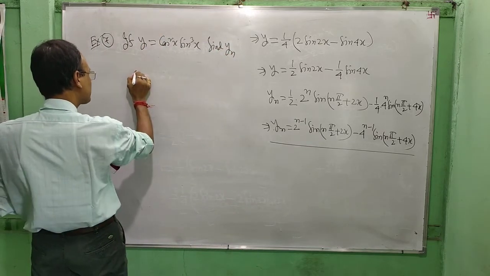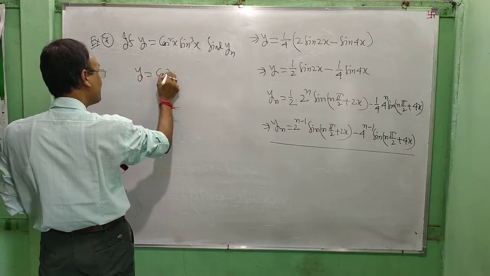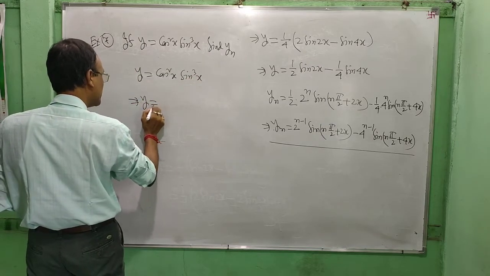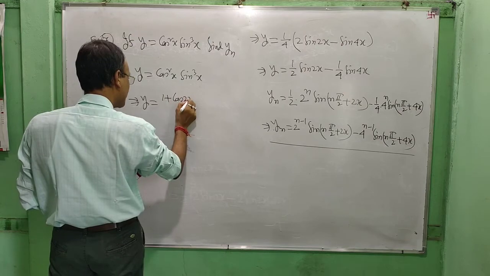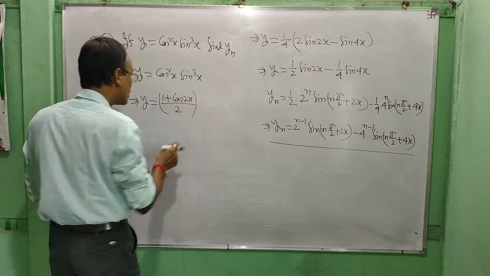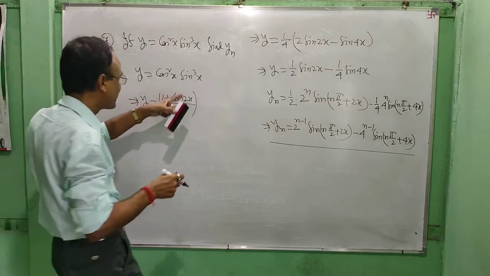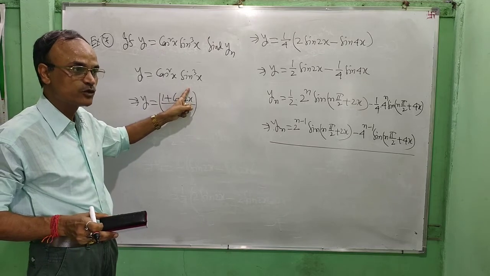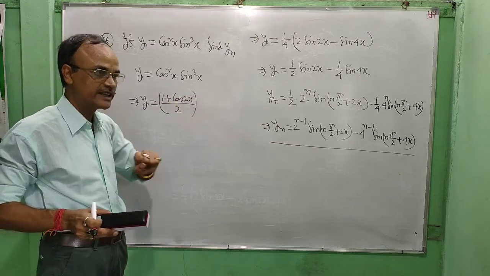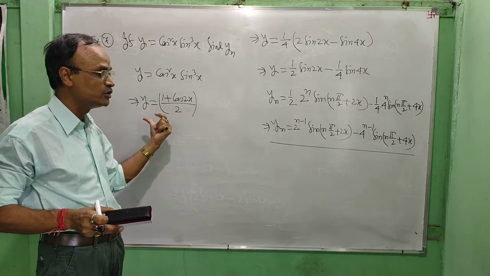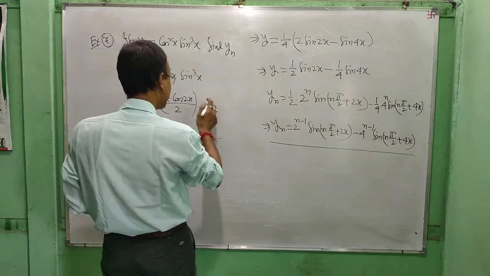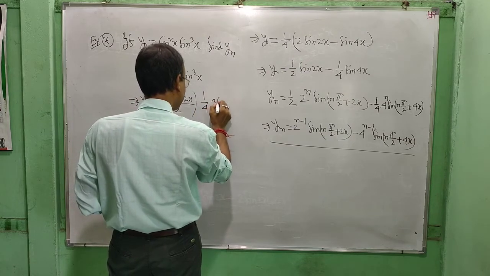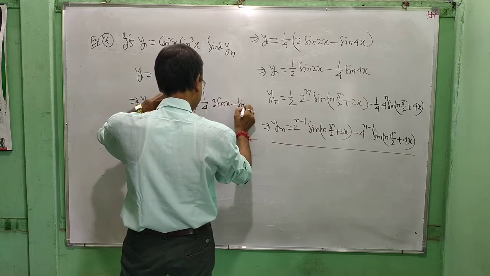Now y is equal to cos square x sin cube x. For cos square x you may write 1 plus cos 2x divided by 2. Now see, sin 3x is equal to 3 sin x minus 4 sin cube x. Therefore 4 sin cube x equals 3 sin x minus sin 3x, so sin cube x will be 1 by 4 (3 sin x minus sin 3x).